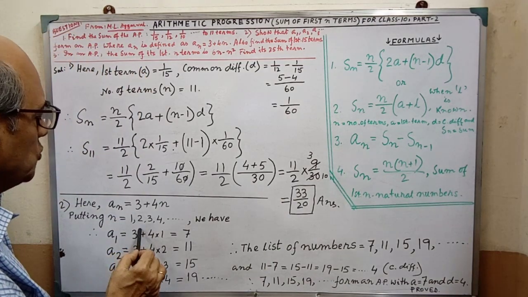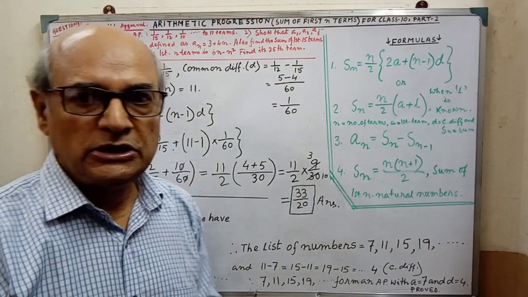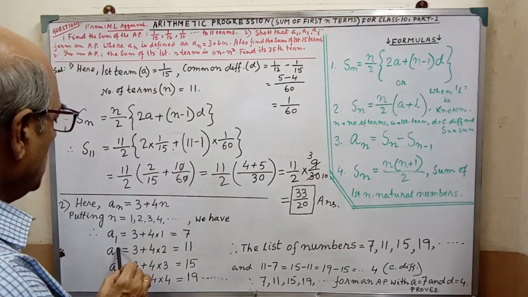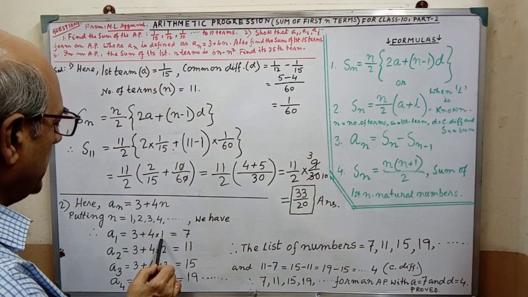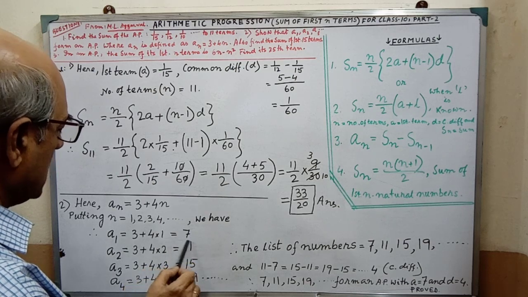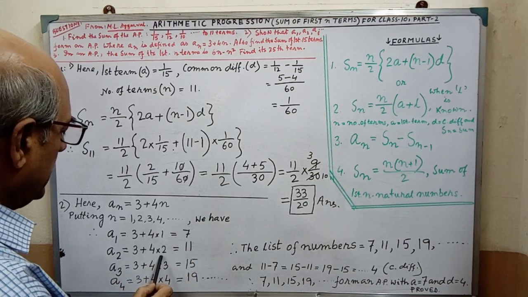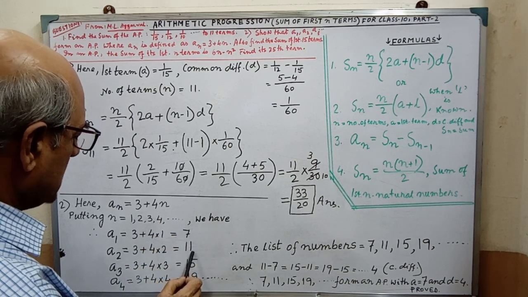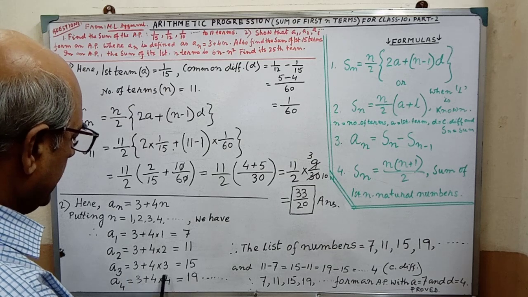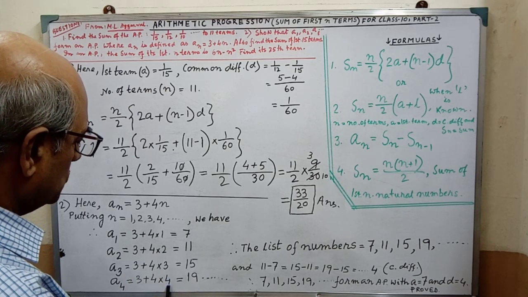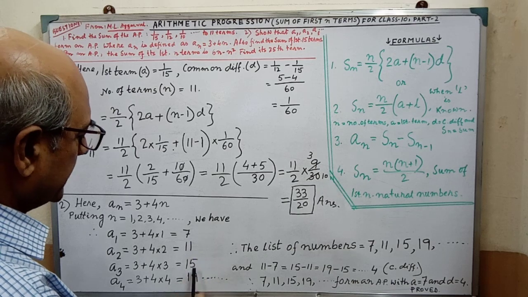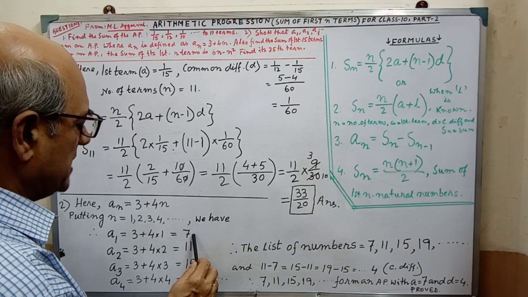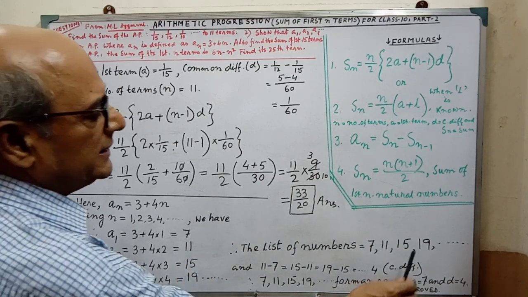Here putting n equal to 1, 2, 3, 4. In this way you will get the first term, second term, third term, etc. See, A1 in place of n we are putting 1, that is by calculation it is coming 7. Similarly in place of n we are putting 2, and by calculation it is coming 11. In place of n we are putting 3, in place of n we are putting 4. In this way we are getting these terms. The list of the numbers 7, 11, 15, 19, in this way.